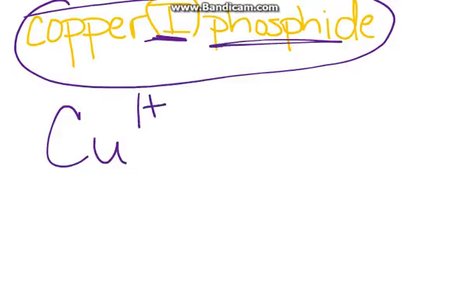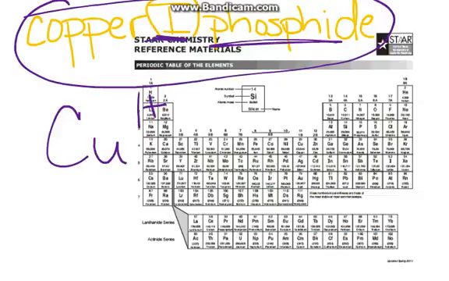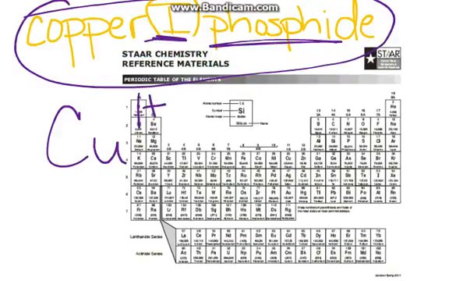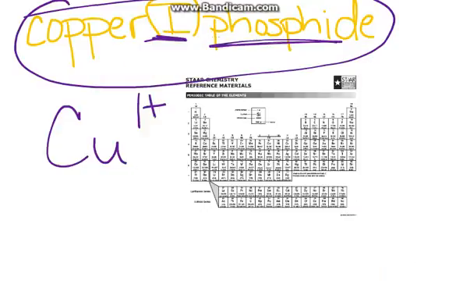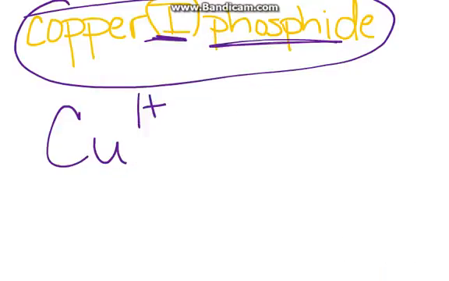It doesn't tell you anything about phosphide because you go back and you look at your periodic table. Whenever you look at your periodic table, you see that phosphorus is right there in group 5A, so its charge is what? Its charge is going to be 3-. So phosphorus's charge, or phosphide in this case, is going to be 3-.